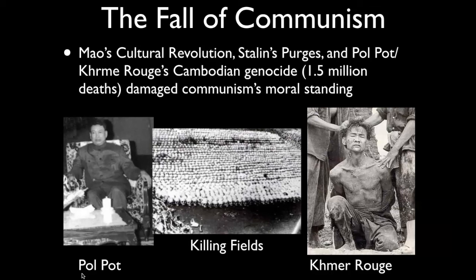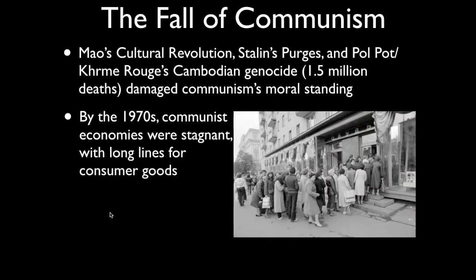And so communism's moral standing had been damaged by these authoritarian regimes who engaged in violent and repressive acts towards their people. By the 1970s, there was also economic issues. Communist economies were stagnant. There was especially long lines for consumer goods.